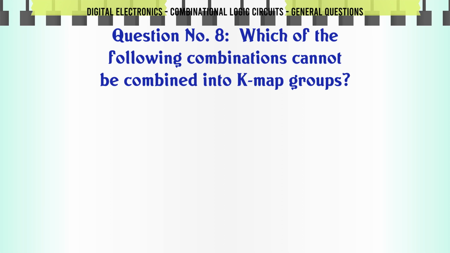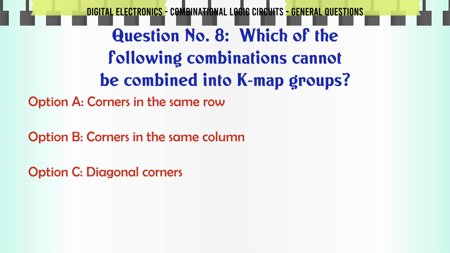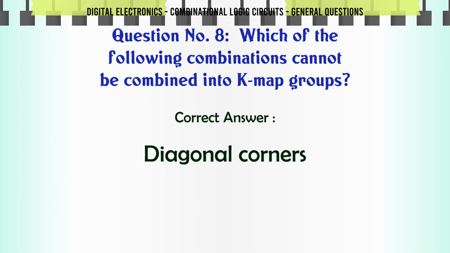Which of the following combinations cannot be combined into K-map groups? A. Corners in the same row. B. Corners in the same column. C. Diagonal corners. D. Overlapping combinations. The correct answer is diagonal corners.